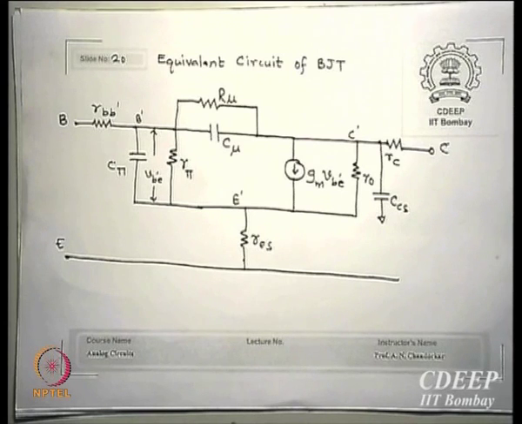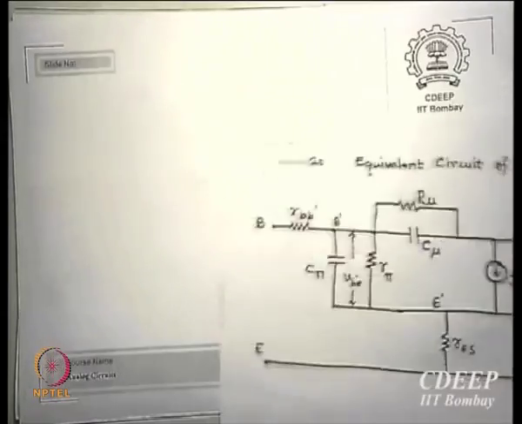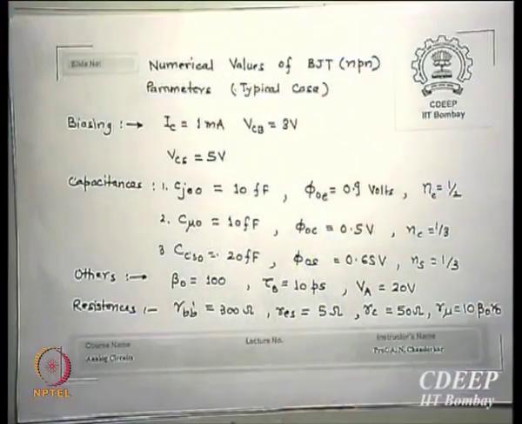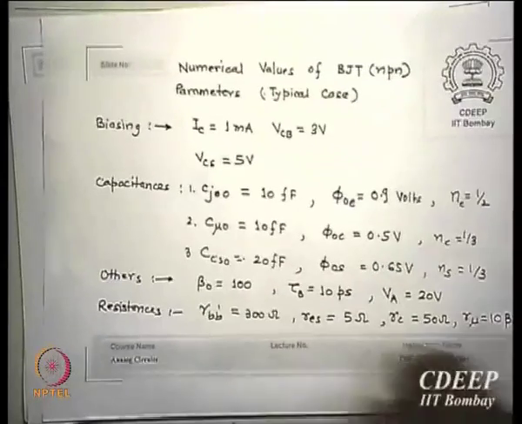So this is the equivalent circuit we showed last time, and we also derived all the components of it. Quickly we will get into some of the features or some of the numbers, so that you will get an idea what kind of numbers these are. Let us say I am working on biasing. Okay, so the word bias is very important.